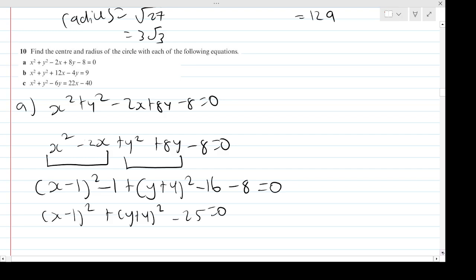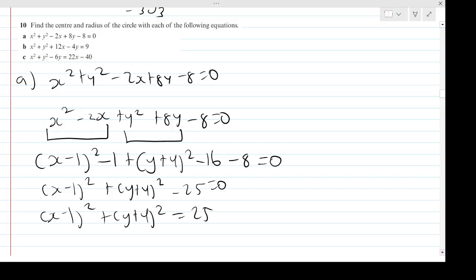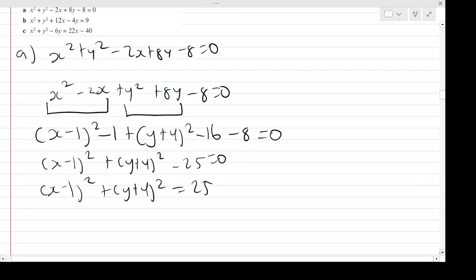Okay, but remember, we need to move this onto the other side, because all the numbers on their own need to move to the other side to get the radius. So we have (x - 1)² + (y + 4)² = 25. Now that we've got it in this form, we can read off the centre. If we have x minus 1, it's going to be plus 1. Then y plus 4, so the centre at y is minus 4. And the radius squared is 25, so the radius is root 25, which is 5.